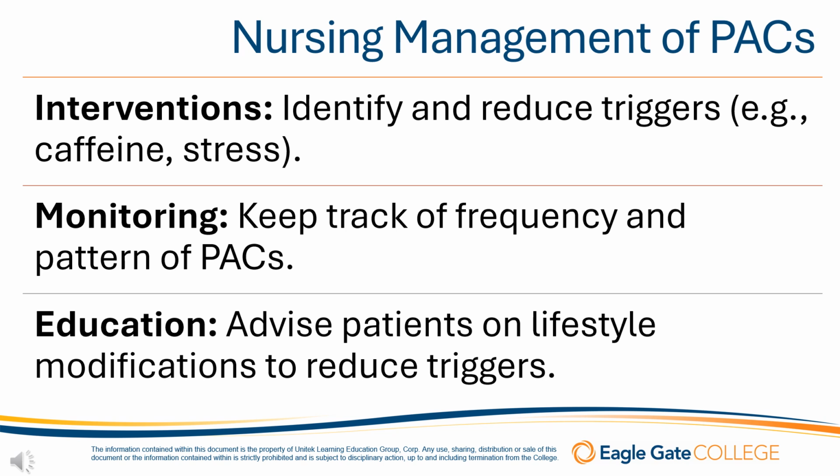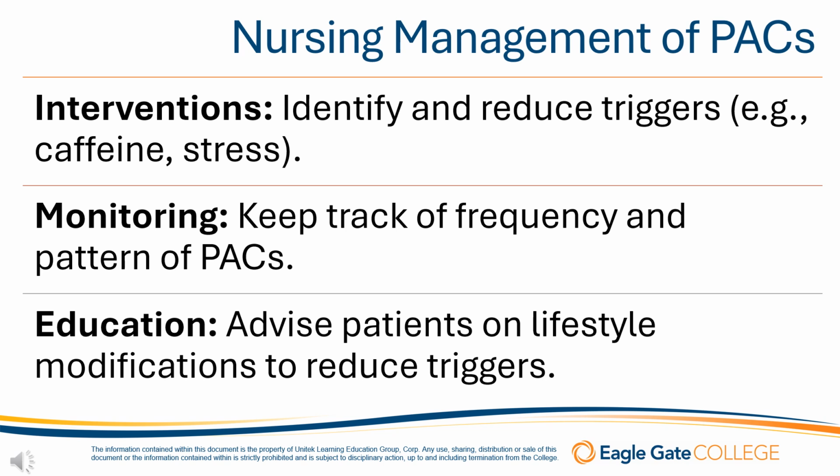The first step in managing PACs is to identify potential triggers that may be causing or exacerbating the condition. Common triggers include caffeine, stress, alcohol, tobacco, and certain medications. Caffeine is a well-known stimulant that can increase the frequency of PACs. Patients should be advised to limit or eliminate caffeine intake from sources such as coffee, tea, energy drinks, and certain medications.